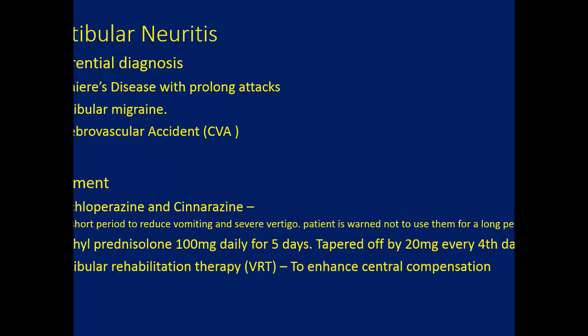So treatment is again anti-vertiginous drugs for a very short period. Prednisone 100 milligram daily for 5 days, we can taper off. Rehabilitation therapy is important. Why? Why do we have vertigo when we get neuritis? When we get neuritis, we cannot maintain balance.